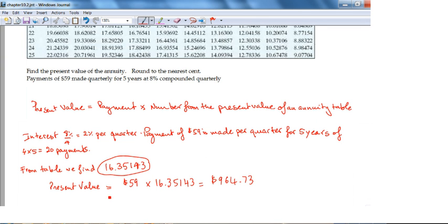Now the present value is $59 times this number from the table. We end up with $964.73. So a deposit of $964.73 today will make 20 end of quarter payments of $59 each.